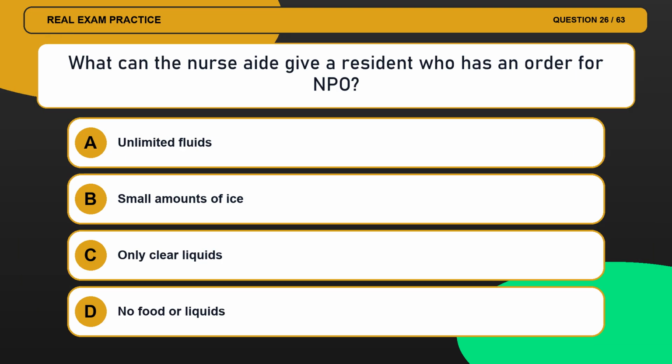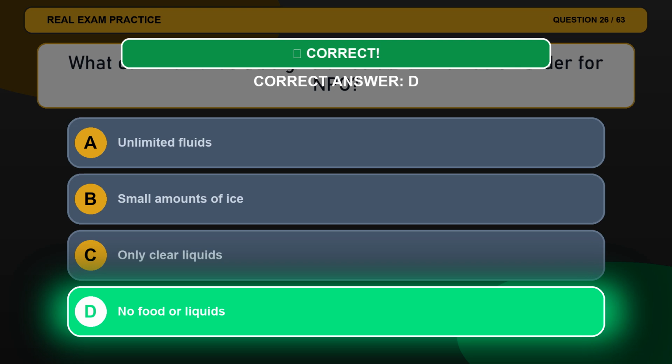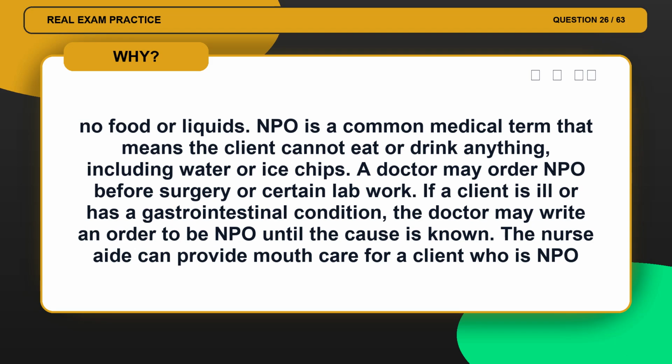Question 26. What can the nurse aide give a resident who has an order for NPO? Option A, unlimited fluids. Option B, small amounts of ice. Option C, only clear liquids. Option D, no food or liquids. The correct answer is option D, no food or liquids.